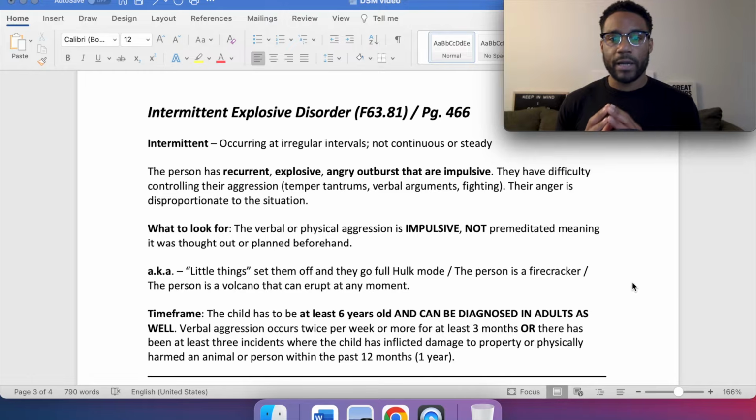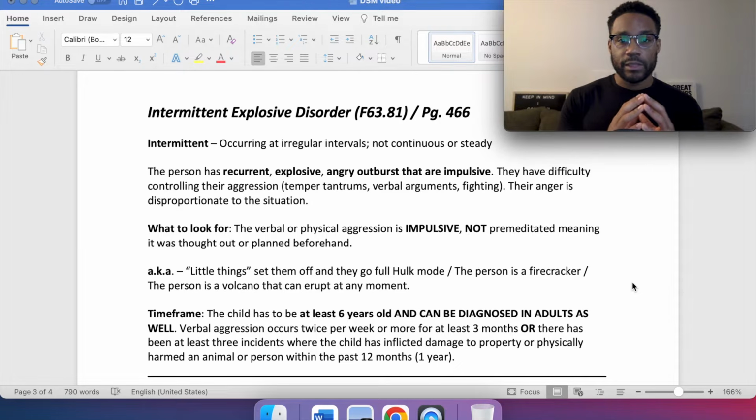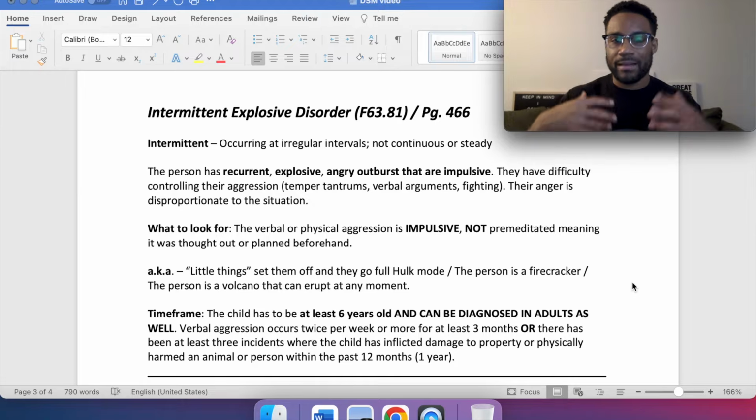So when we read it backwards, disorder, there's an issue with something. What is there an issue with? Explosive. In the context of personality, there's an issue where their personality is explosive and it happens intermittently, meaning it's occurring at irregular intervals, not continuous or steady. Remember, it's explosive. It's kind of just happening when they get ticked off.